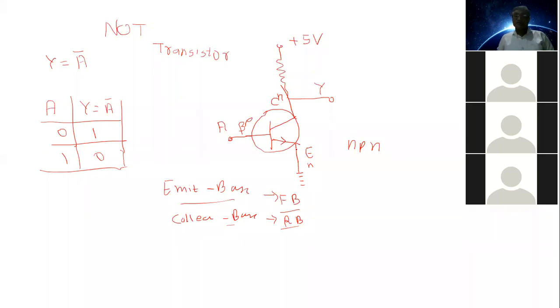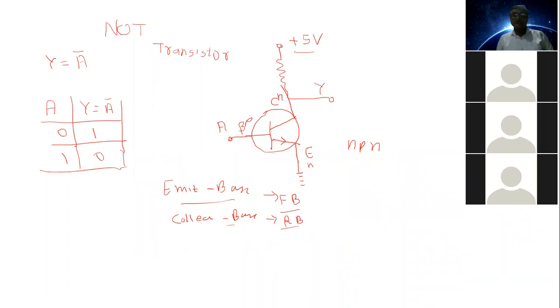Suppose for the proper working of the transistor, the emitter has been given low voltage here. The collector junction has to be reverse biased. That's why we have given it a high voltage, plus 5 volt. Now the working of the transistor depends on the base voltage.